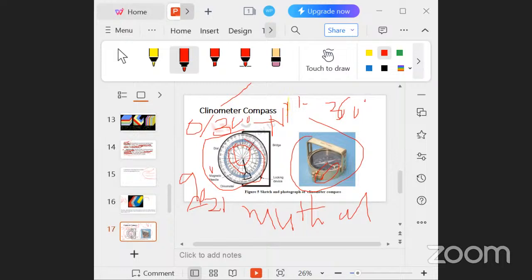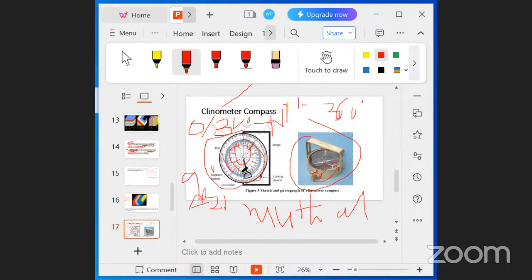What is the azimuthal circle? The circular dial, which is anti-clockwise graduated with 360 divisions in the outermost circle for reading the direction. That is called the azimuthal circle, right?